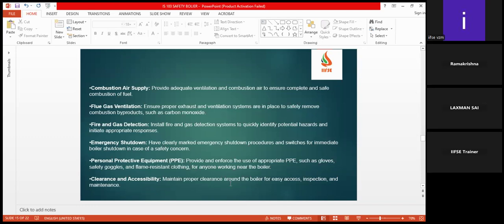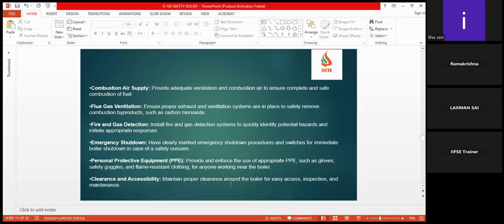Then combustion air supply, so provide adequate ventilation and also combustion air to ensure a complete and safe combustion of fuels to avoid the CO, carbon monoxide generation, so that you will have effective combustion, resulting you will get a better performance of your boiler, as well as fuel efficiency. You will not consume more fuel, and also we can avoid the accidents.